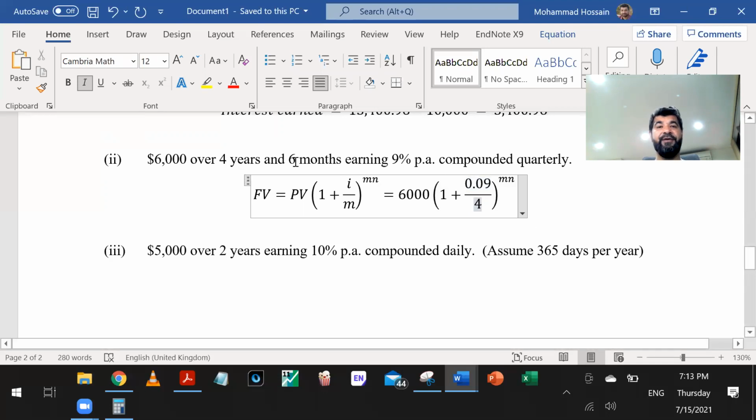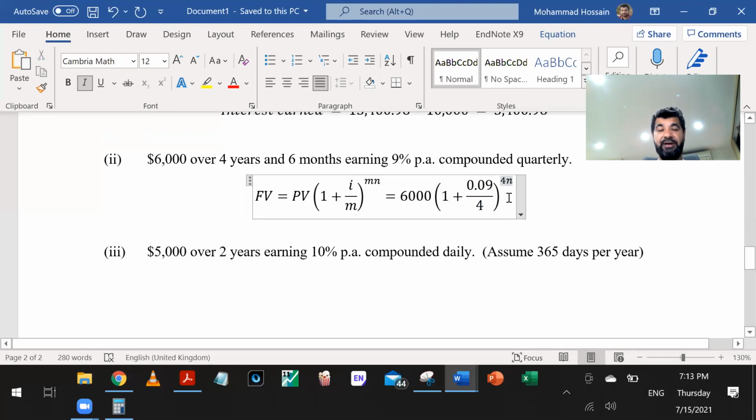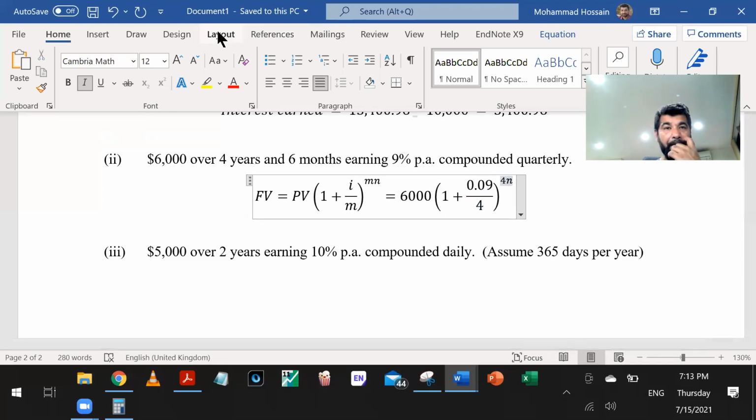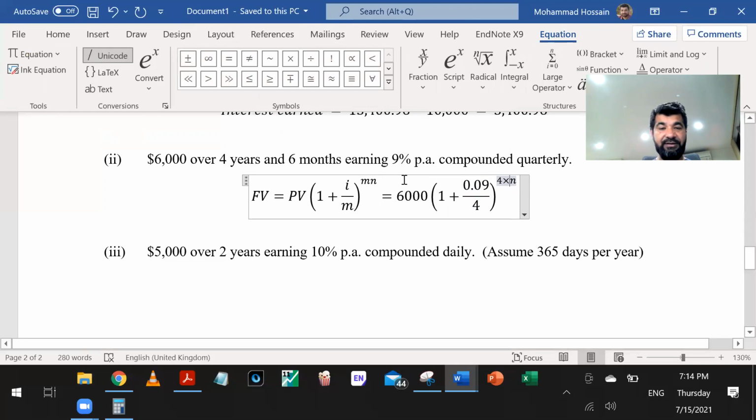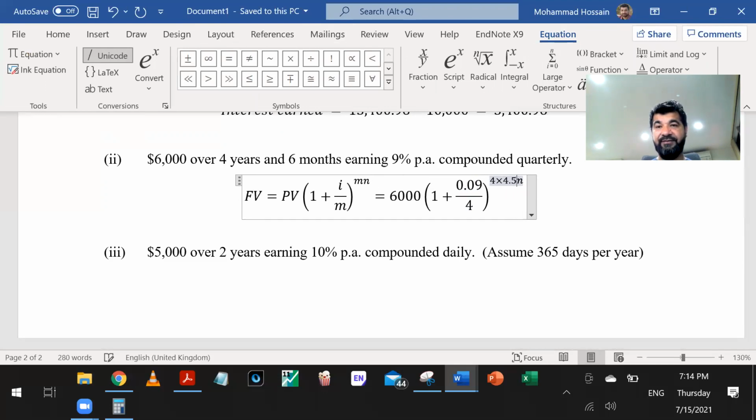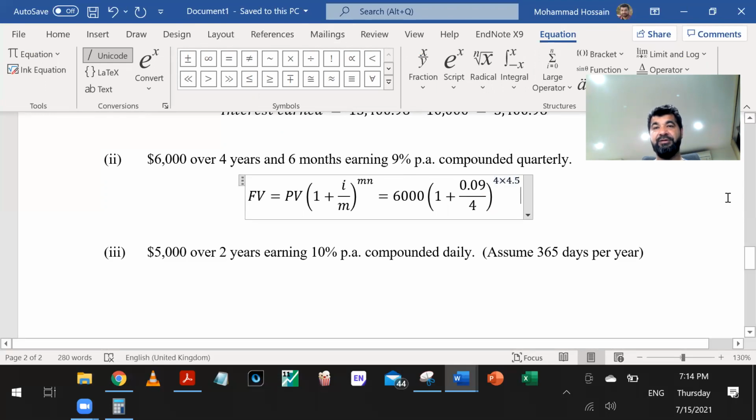And they say 4 years and 6 months. Right? How many quarters are in there? 4 years and 6 months? m is equal to 4. Yes, m equal to 4. n will be 4.5. Yeah, n will be 4.5. Exactly, thank you very much. You got the point. Multiplied by 4.5. Perfect. That should be that. Okay.